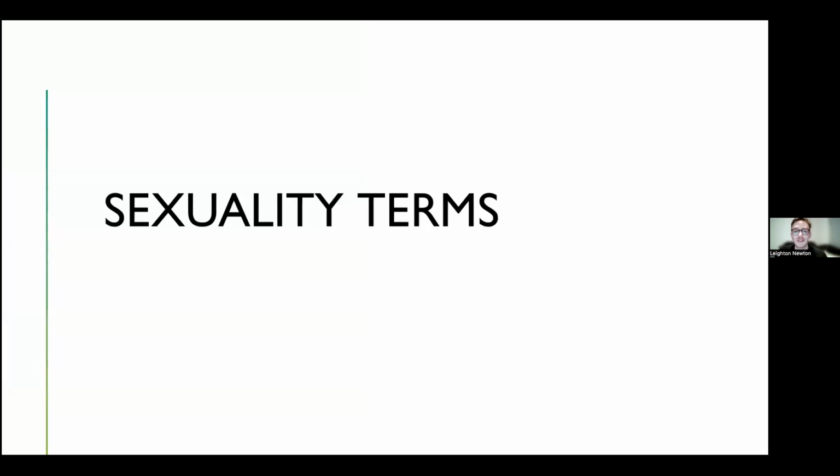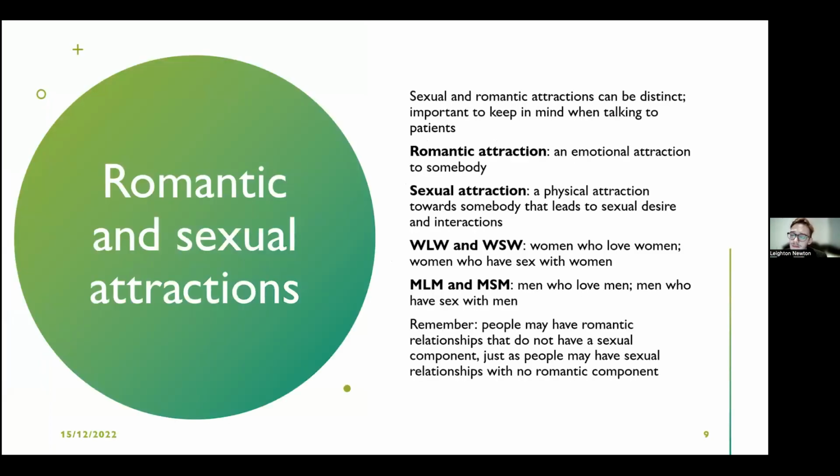Moving on to sexuality terms. First of all, sexual and romantic attractions can be distinct, which is important to keep in mind when talking to patients. A romantic attraction is an emotional attraction to somebody, whereas a sexual attraction is a physical attraction to somebody that leads to sexual desire and interaction. These are hard to define because for a lot of people they cross over a great deal, but for some people the distinction is very, very important, and we're going to talk about that a bit more.